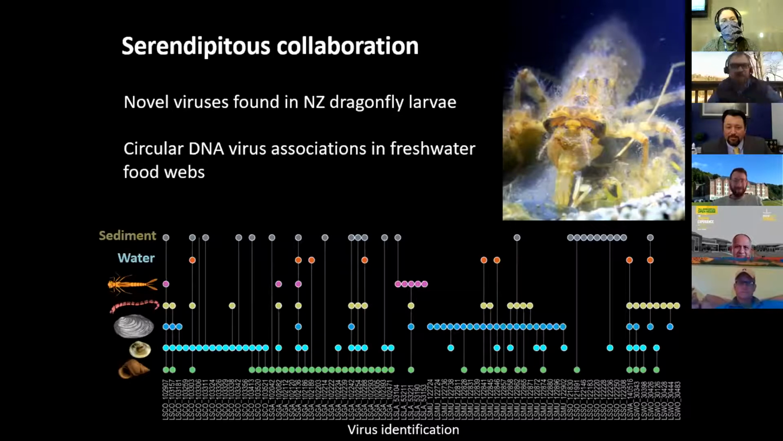And so we actually found some novel viruses. There are these circular DNA viruses in these dragonflies. And then we subsequently did another project where we looked at a whole variety of different organisms living in these New Zealand lakes. We did damselflies, water and sediment, and other organisms too, to see if there were these kind of shared viruses across these different organisms, and also from the sediment and water.